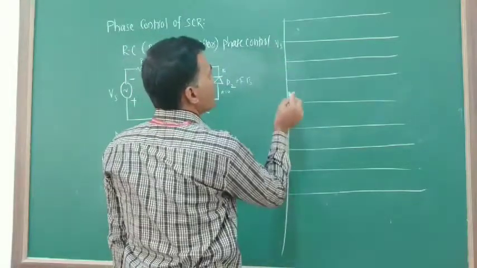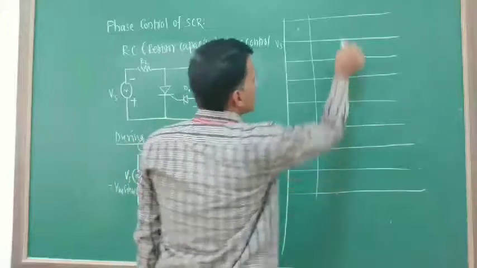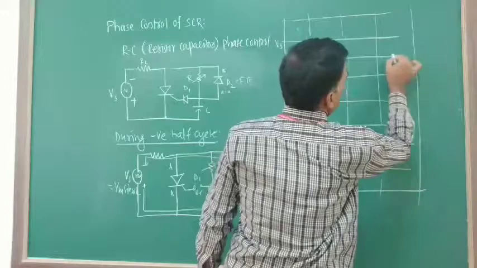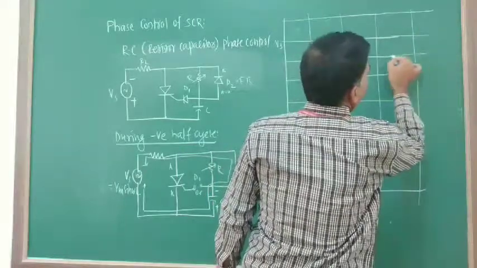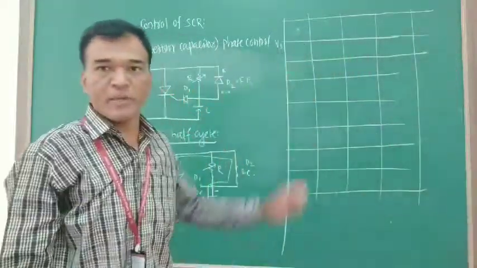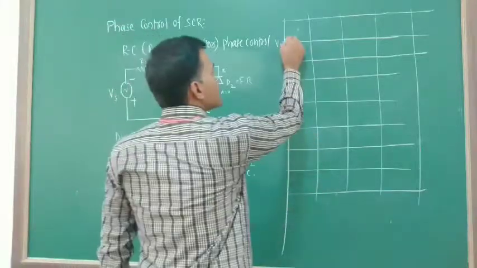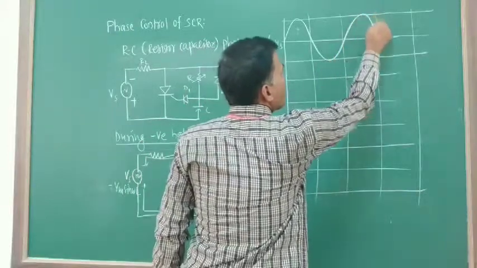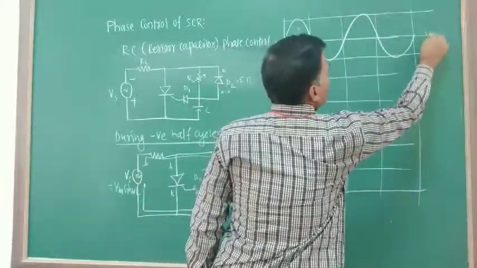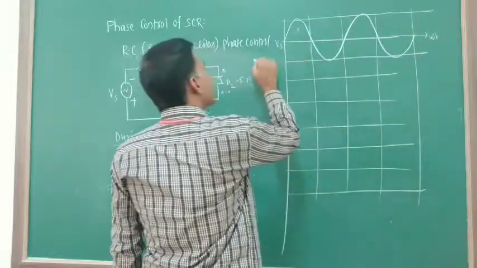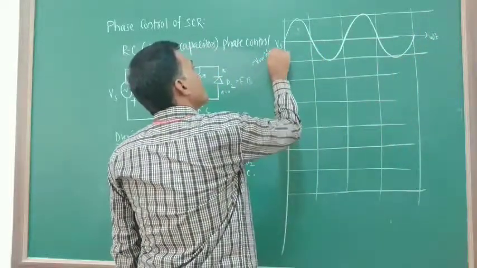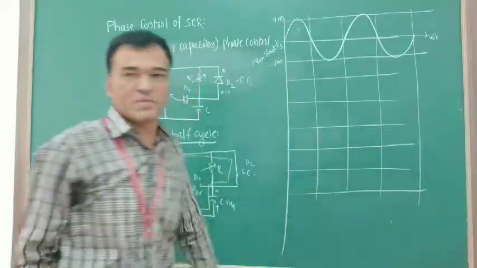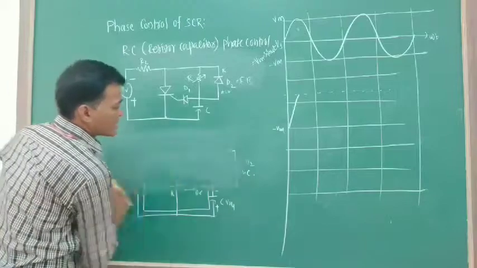This is the supply voltage Vs. If we consider two cycles of an input, the circuit behavior can be studied well by plotting these waveforms. So this is the sinusoidal input. The horizontal axis is omega t, where this Vs is nothing but Vm sin omega t. Maximum value is Vm, minimum value is minus Vm. During the positive half cycle, let us see what happens.